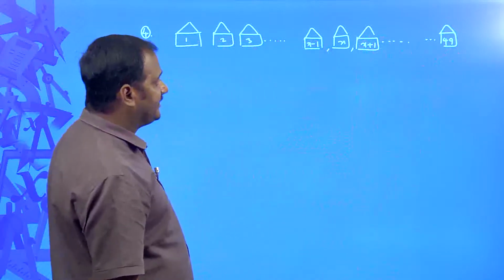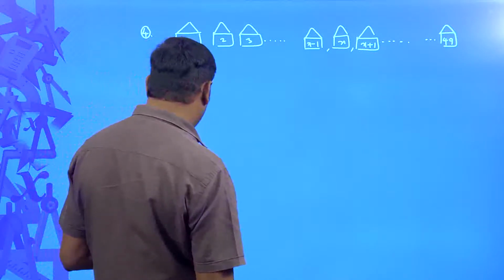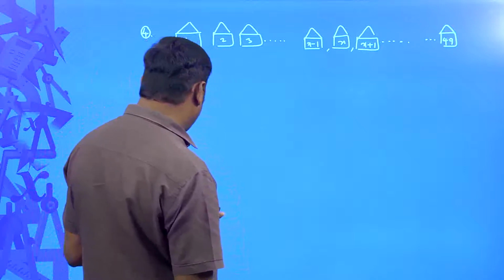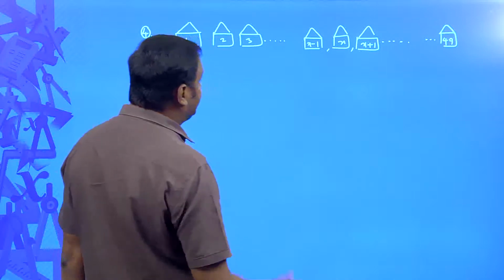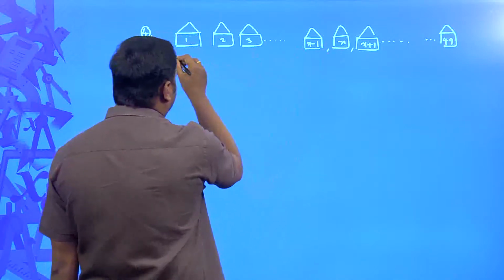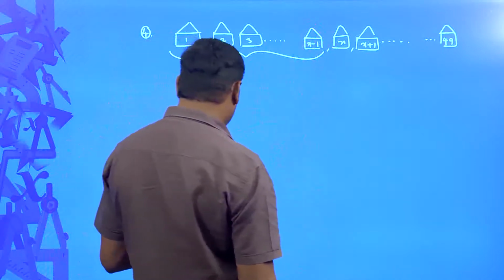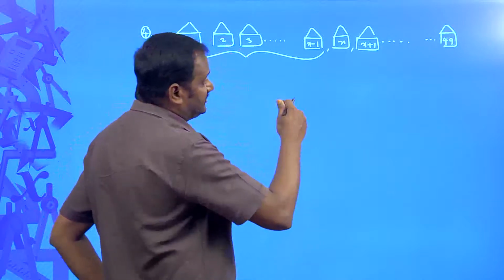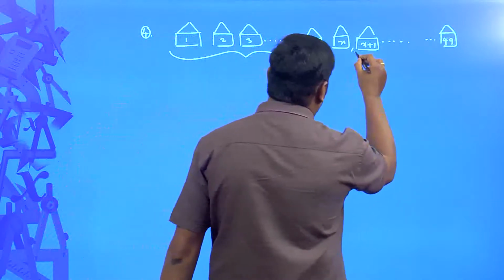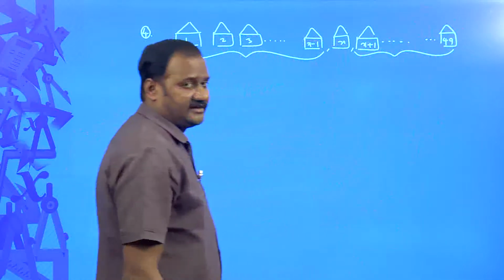Now, when you read the problem carefully, show that there is a value of x such that the sum of the numbers of the houses preceding the house numbered x, preceding x means before x, is equal to the sum of the numbers of the houses following it. What are the house numbers following x? From x plus 1 onwards. So, this sum as well as this sum both are equal.